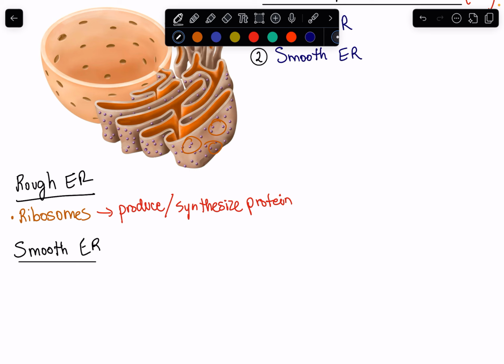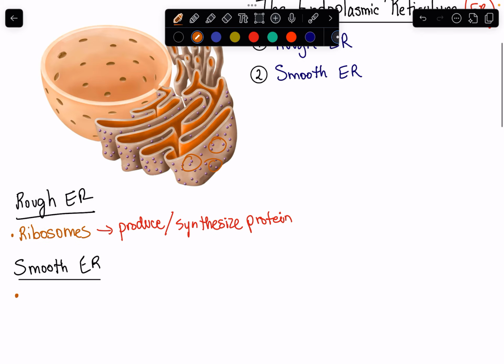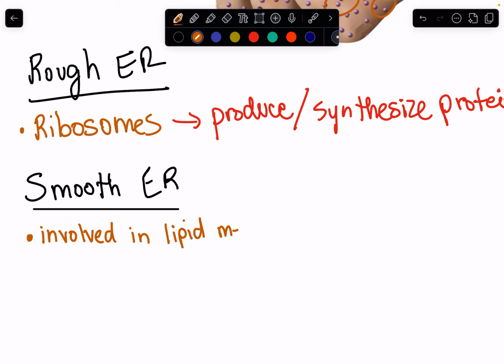The smooth ER doesn't have ribosomes, as we can see from here. It's smooth, so it doesn't have ribosomes. So what can its functions be? Well, I'll zoom in here, the smooth endoplasmic reticulum is involved in lipid metabolism. And it does both the breakdown and synthesis of lipids.